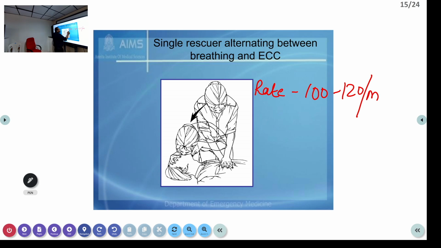And the second quality of CPR, depth should be 2 inches. While giving compression, it will be 2 inches, or it should be 5 centimeters. And next thing, what you need to remember? Next, what you need to remember is adequate recoil. You are giving adequate recoil. And what is the fourth one? Avoid excessive ventilation. So excessive ventilation should be avoided.